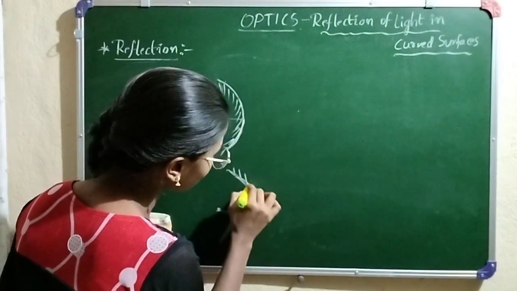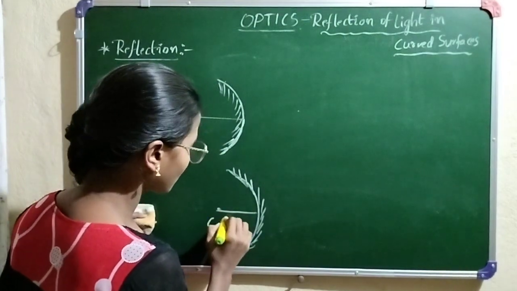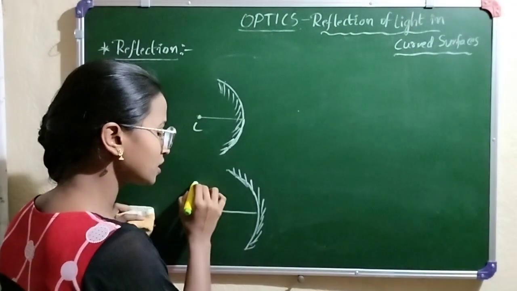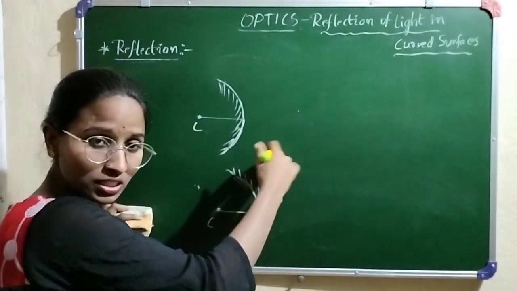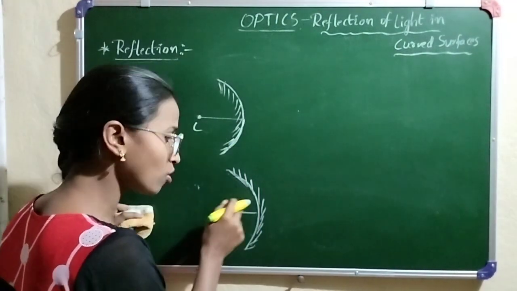Suppose you are coating the outside. Keep the same object here, and this side acts like a mirror. If you coat the other side, the other side acts like a mirror, right? Keep the same object here, and it will also form an image.